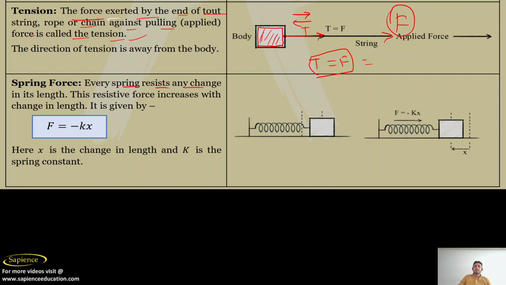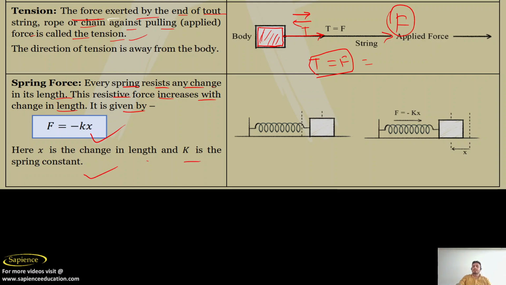Now I will talk about spring force. Every spring resists any change in its length, and this resistive force increases with change in length and is given by F equal to minus kx. Here x is the change in length and k is the spring constant.